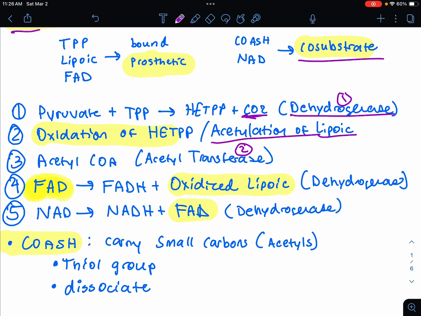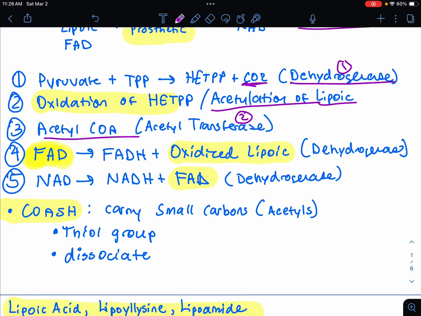Alright, step 3, you're going to be making acetyl CoA. You need CoASH here. This is the step where you need the co-substrate CoASH in step 3, where you're going to be making acetyl CoA. And again, enzyme 2 that you'll be using here is acetyltransferase.